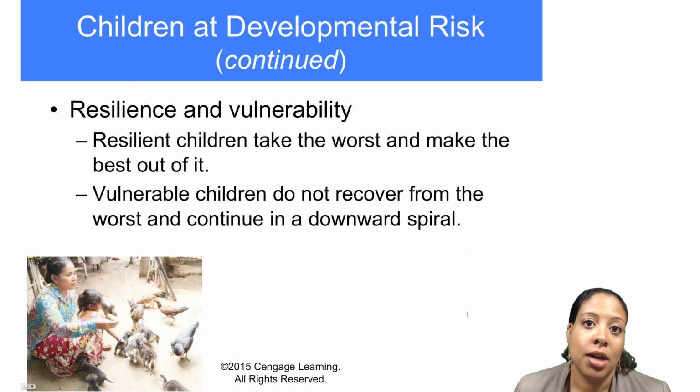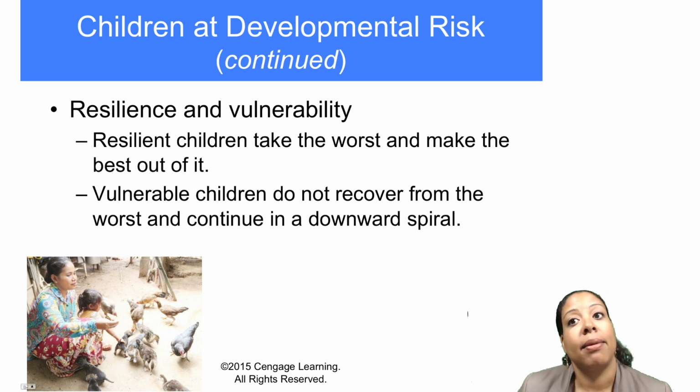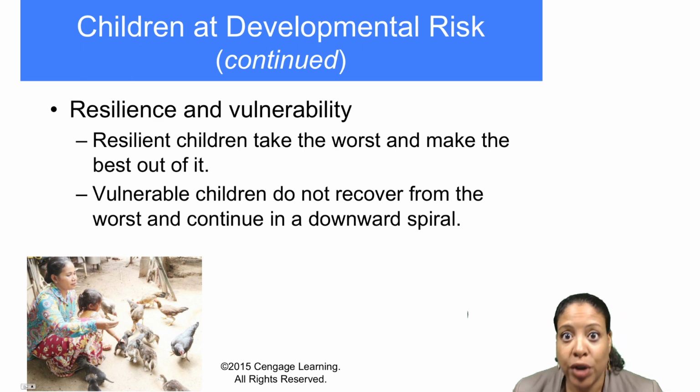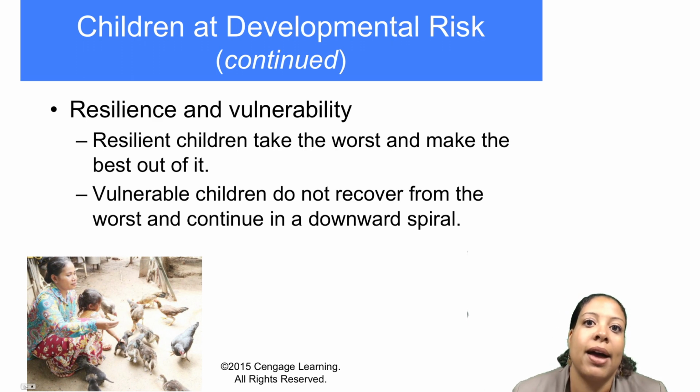Then the textbook also talks about resilience and vulnerability. Resilient children take the worst and make the best out of it. And vulnerable children do not recover from the worst and continue a downward spiral. So the textbook talks about the fact that you can have a vulnerable child in a facilitative environment. So if there are resources available, if the environment is conducive to that child getting assistance or improving whatever their deficits are, then that child can be successful. You can also have resilient children in a very negative environment, and that child probably will do well.